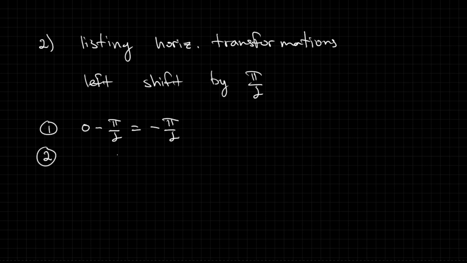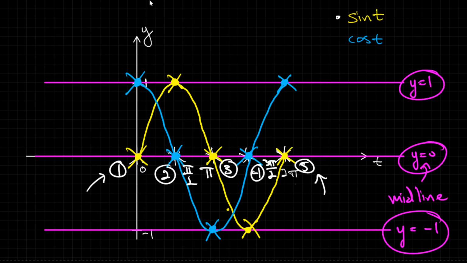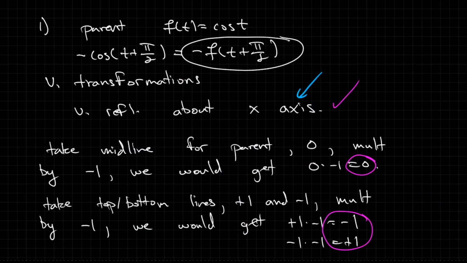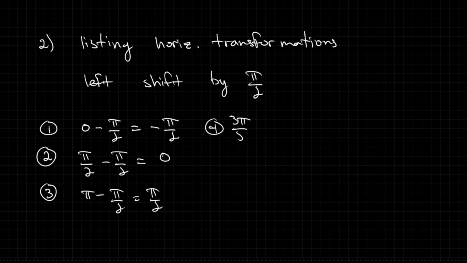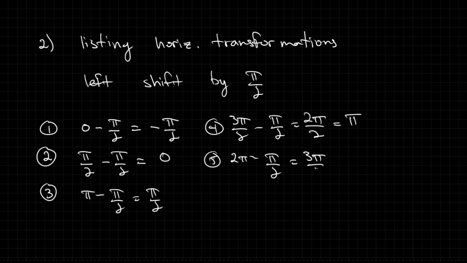So the second t-coordinate, you would take the second t-coordinate of the parent graph, which is pi over 2, and you would subtract pi over 2, and you get 0. And you would do this for the others as well. Pi minus pi over 2, that's pi over 2. Then the fourth t-coordinate would be 3 pi over 2 minus pi over 2, which is 2 pi over 2, which is pi. And then finally, you have 2 pi minus pi over 2, which is 3 pi over 2.